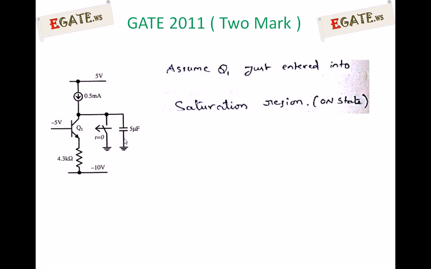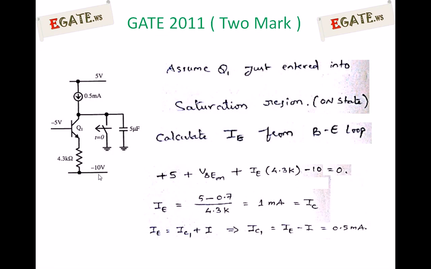that is, just entering the saturation region. So assume first that Q1 is just entering the saturation region, which is nothing but maintaining the on state. So calculate the current flowing through Q1, that is, calculate the emitter current from the base emitter loop. The base emitter loop is written from this point: minus V2 minus VBE minus the voltage drop across this one, minus of minus 10 volts. This is a KVL across the base emitter loop.